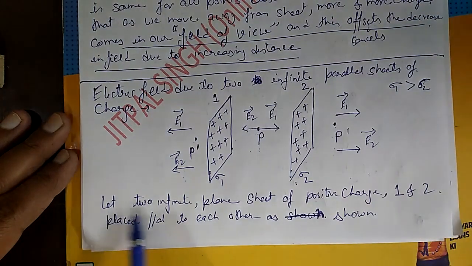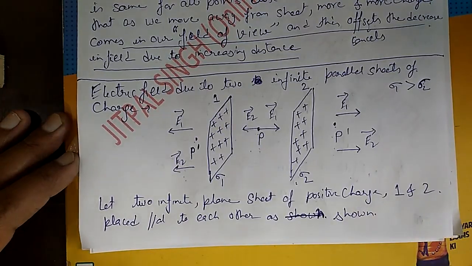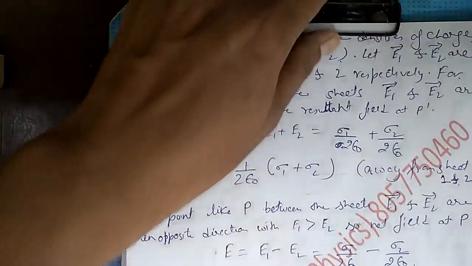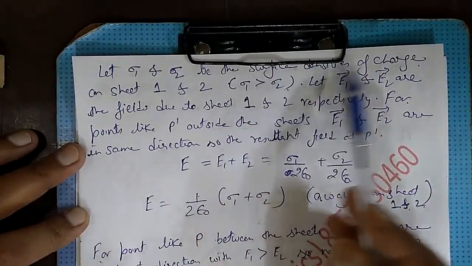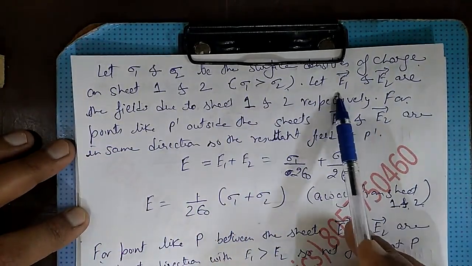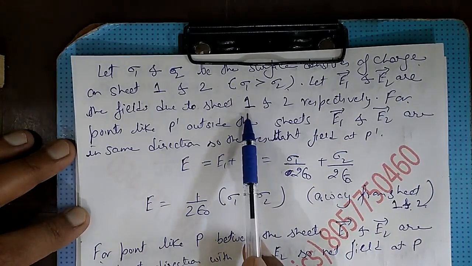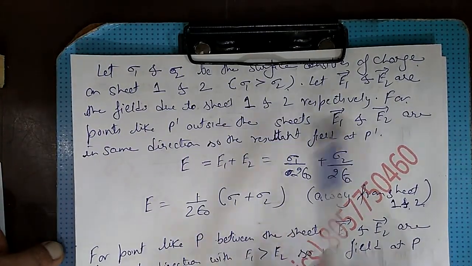Now continuing, let two infinite plane sheets of positive charge, 1 and 2, be placed parallel to each other as shown above. Let sigma 1 and sigma 2 be the surface densities of charge on sheets 1 and 2, with sigma 1 greater than sigma 2. Let vector E1 and vector E2 be the fields due to the two sheets 1 and 2 respectively.